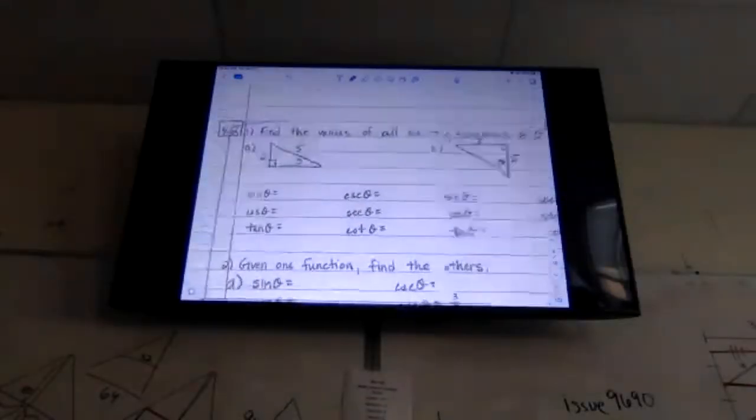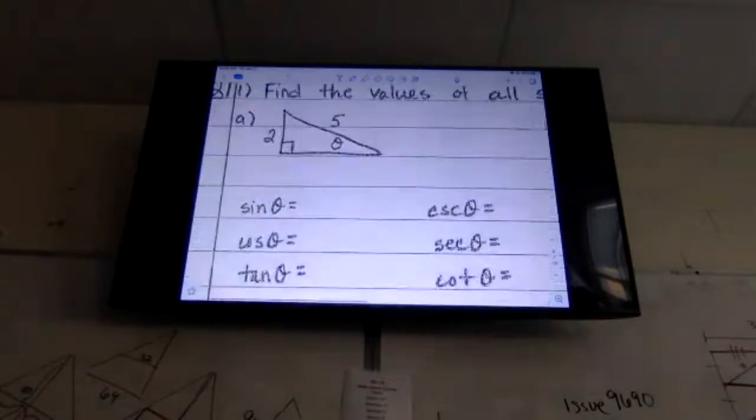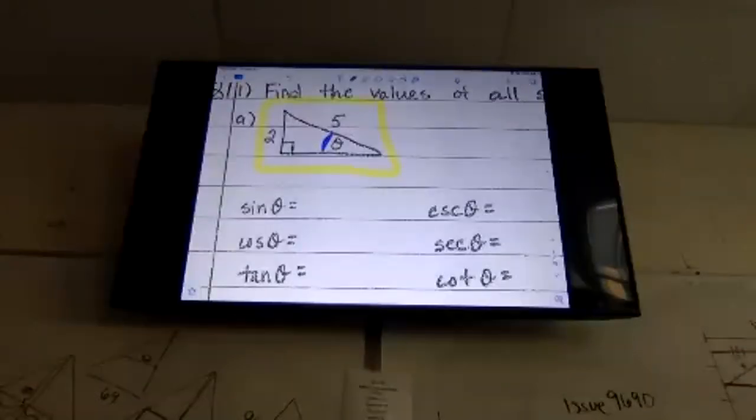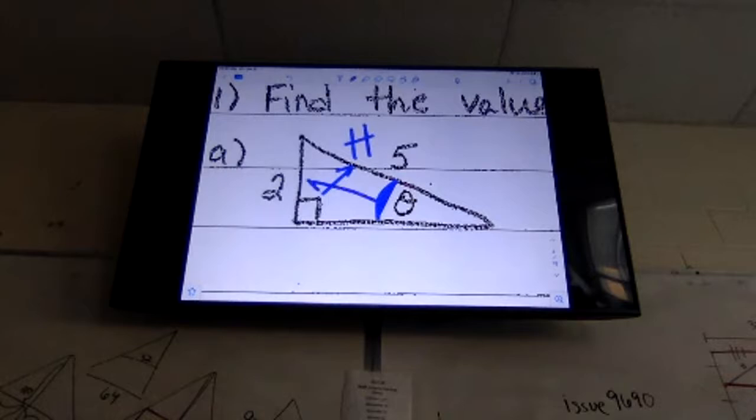Okay. So this first one says, find the value of all 6 trig functions of theta, and it gives us this triangle right here. I've got my angle here. Every time I see a triangle, I'm going to start labeling the sides that I have. So what side do I have? 5. Good. What's 5 called? My hypotenuse. What other side do I have? Opposite. Very good. What side do I not have? Adjacent. Good.